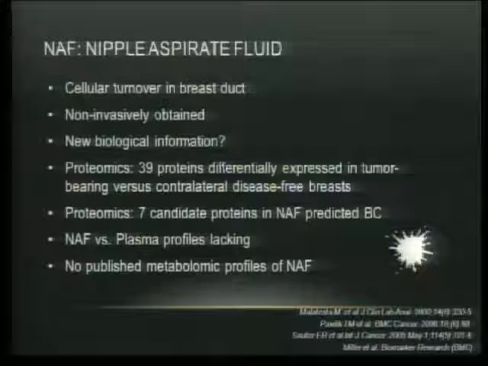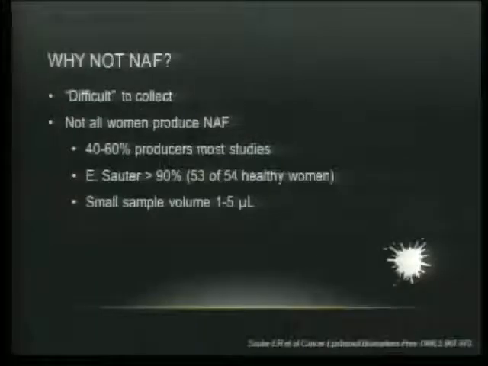There are no NAF versus plasma proteomic profiles or metabolomic profiles, and there are no published metabolomic profiles of NAF. And the reason is NAF is difficult to collect. Not all women produce NAF. In most studies, they've shown that only 40 to 60% of women are able to even produce NAF. But Ed Sauter was able to get NAF from 53 out of 54 healthy women. And so this kind of shows that maybe it's more technique in collecting NAF than it is actual production.